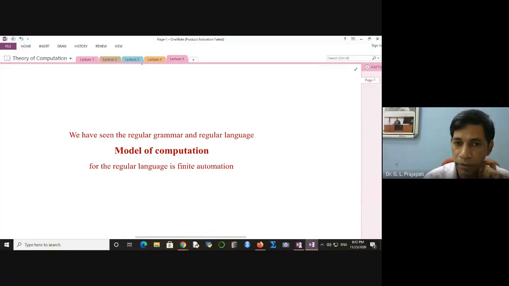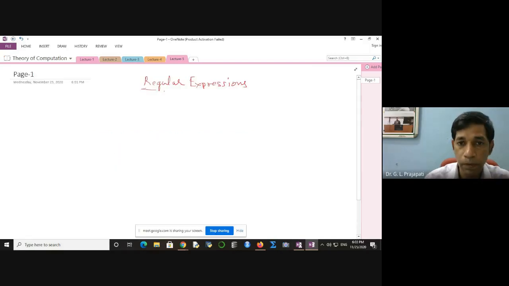We have seen the regular grammar and regular language, and the model of computation for the regular language is finite automata. Today we will talk about the regular expression, which you can denote by writing regular expressions. Okay.